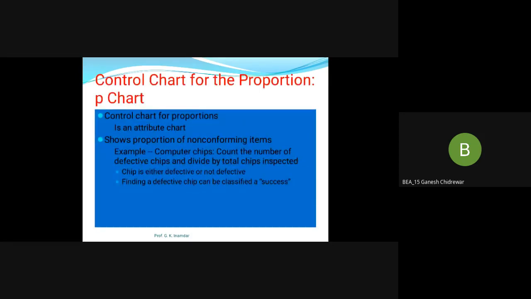Now again, control charts for the proportion, the P chart. Proportion is nothing but the P chart. Control charts for the proportion are an attribute chart. They show the proportion of non-conforming items. Example: computer chips. Count the number of defective chips and divide by the total chips inspected. We will take a problem on the P chart and C chart. Definitely that point will be covered.